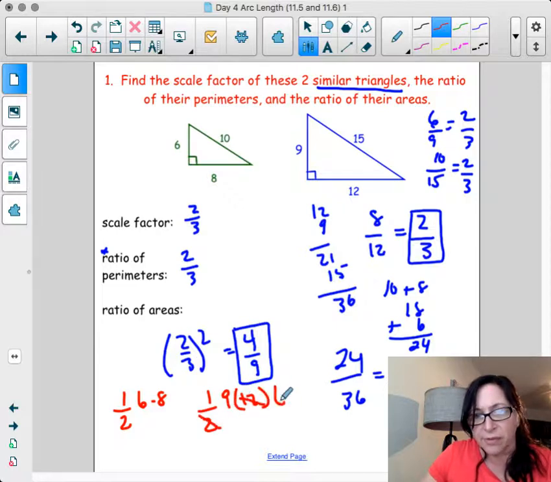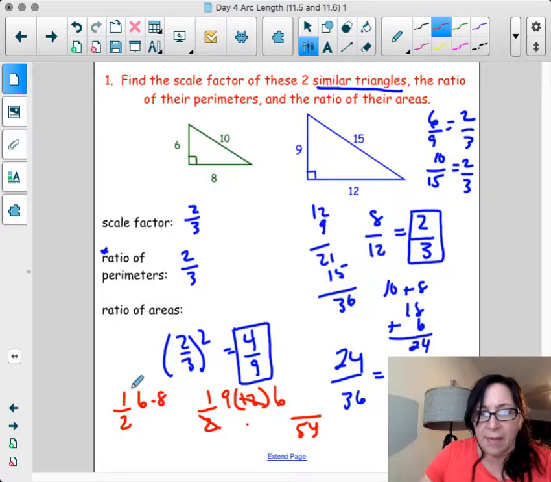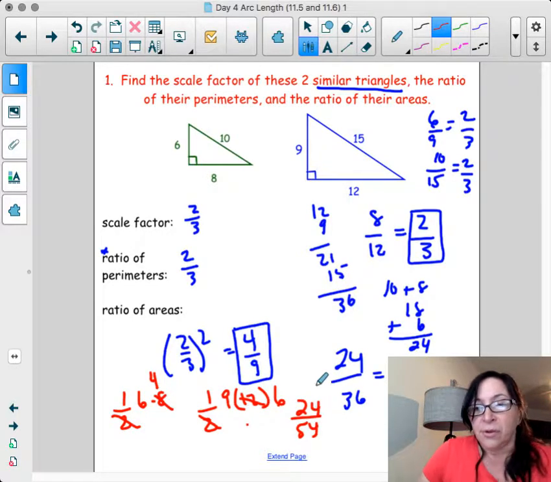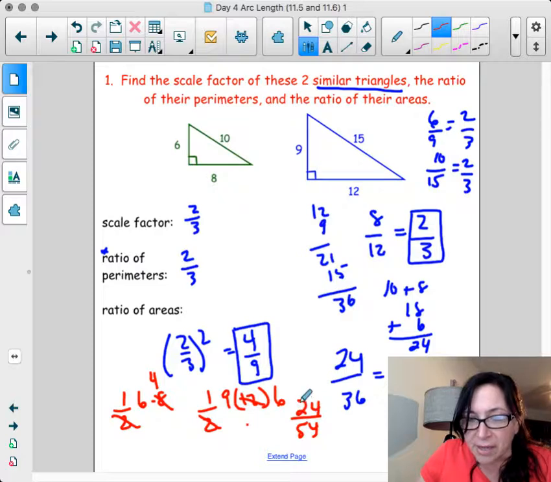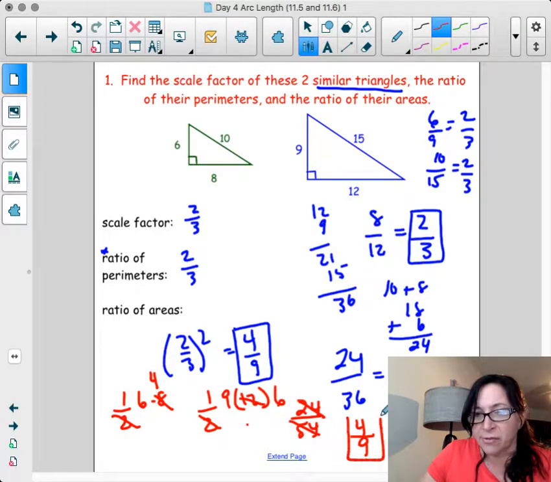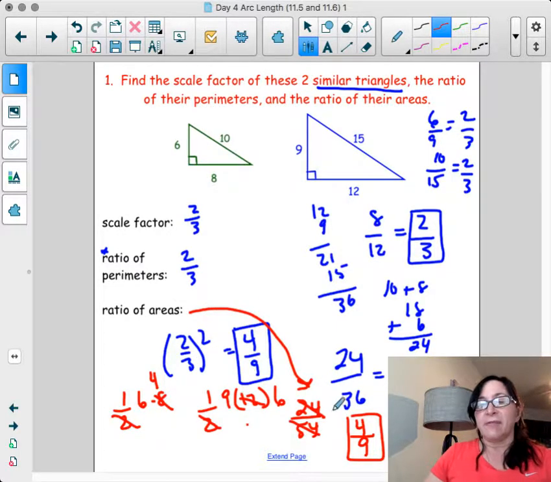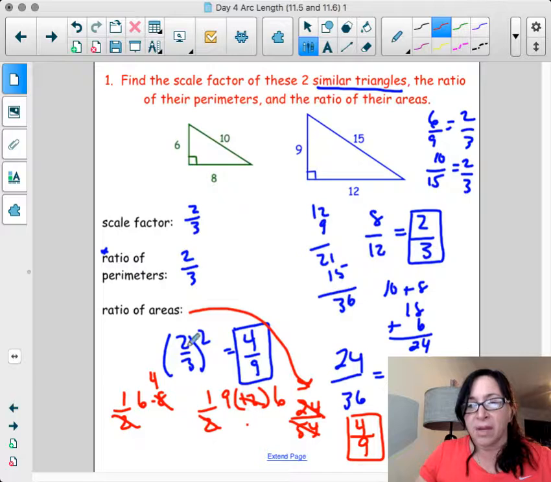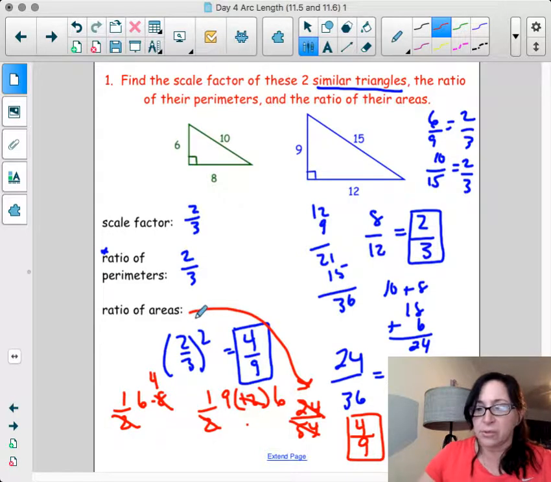2 goes into 12 6 times. 9 times 6 is 54. And then 2 goes into 8 4 times. 4 times 6 is 24. Let's reduce those. I'm going to reduce by 6. So if I divide 24 by 6, I get 4. If I divide 54 by 6, I'm going to get 9. And so that's the ratio of my areas. So I can definitely work it out, but it's just a shortcut. Okay, it's just a shortcut.